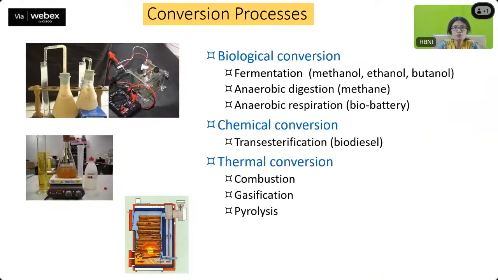So what are the different conversion processes you're having? You can have biological conversion, where fermentation can take place and it leads to the formation of methanol, ethanol, butanol, or you can have anaerobic digestion, which gives rise to methane gas, or you can have anaerobic respiration, which is basically how bio batteries work. Then you can have chemical conversion, which is the esterification process. This is the process through which you generate something known as biodiesel. And you can have, of course, thermal conversion, which has been used millions of years ago: combustion, gasification, pyrolysis. So these are all the thermal conversion processes.